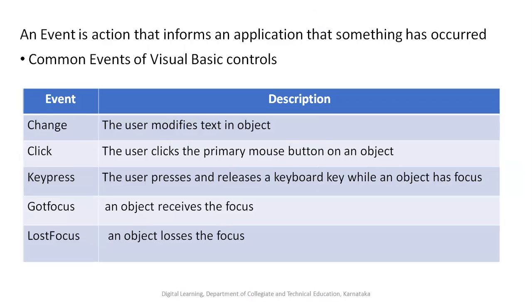Now, an event is an action that informs an application that something has occurred. So, some of the common events of Visual Basic controls are change, the user modifies the text in an object. Click, the user clicks the primary mouse button on an object. Key press, the user presses and releases a keyboard key while an object has focus. Got focus, an object receives the focus. Lost focus, an object loses the focus.